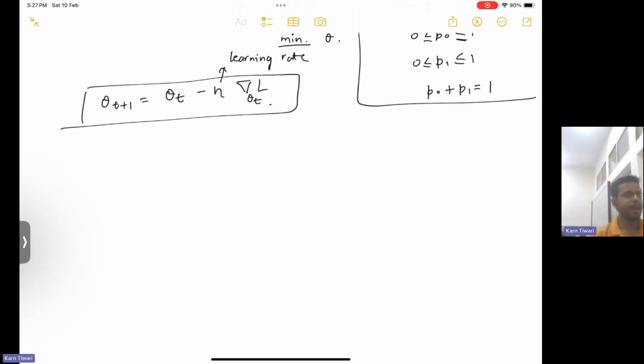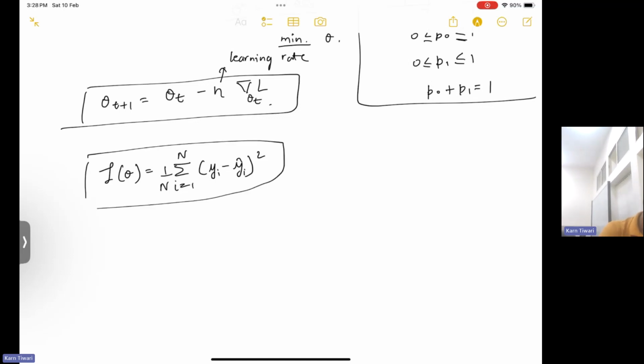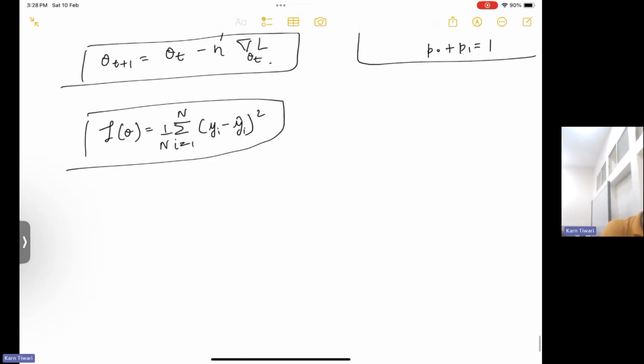A simple loss function which was discussed in the week is mean squared error, that is, y minus y hat, whole squared, summed across i from 1 to n, with 1 by n to take the average. This is the loss function we want to minimize in the case of regression.